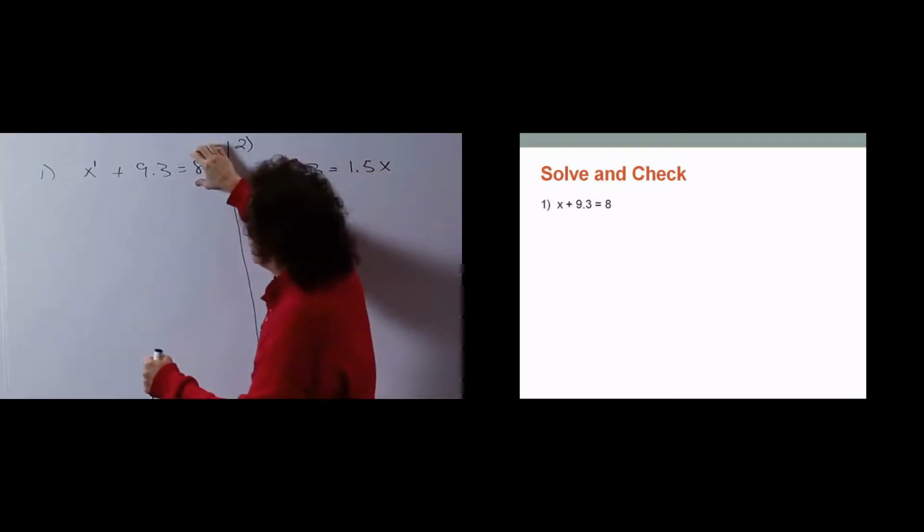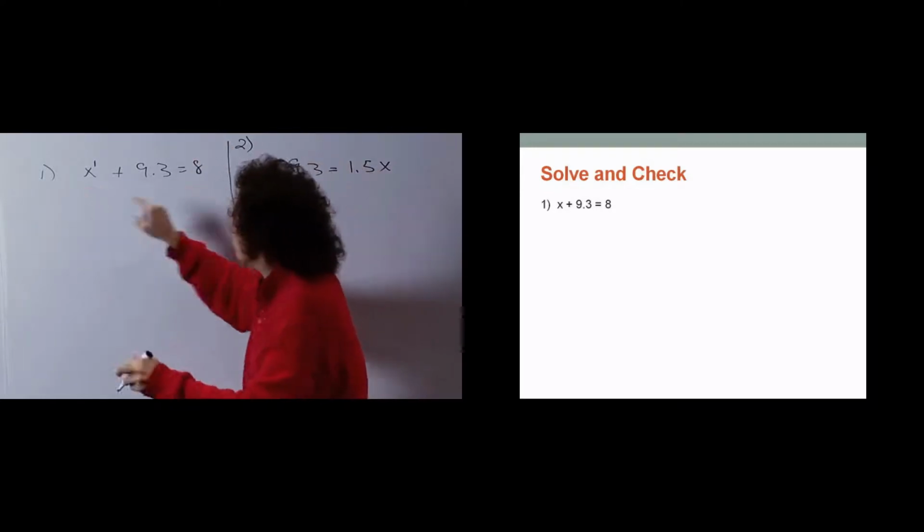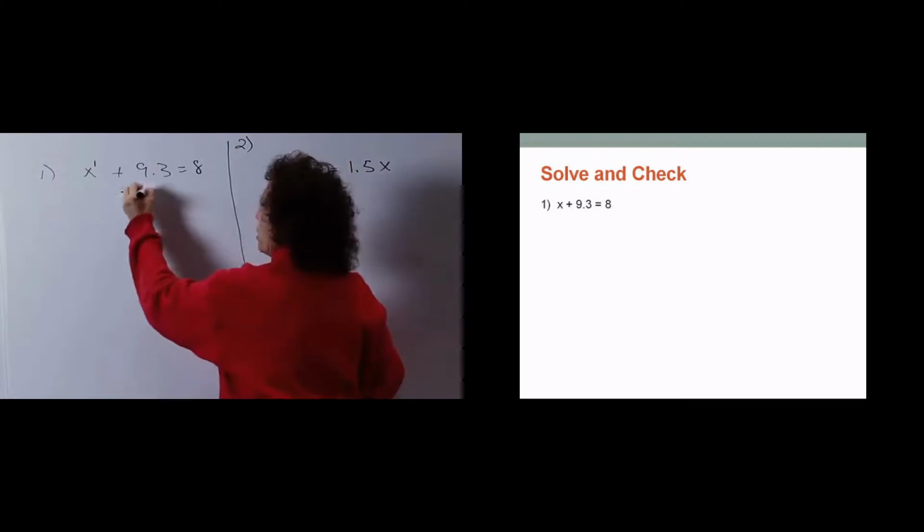I'm not going to touch him. He's alone. I'm not going to touch him. He's got no friends. So I'm going to subtract this. So I'm going to subtract 9.3.